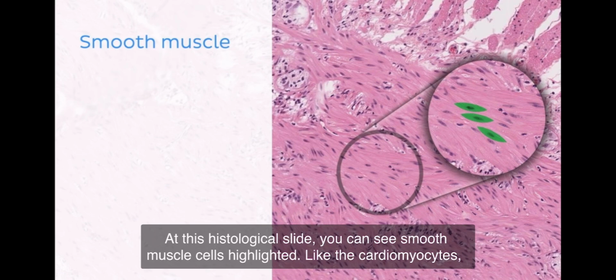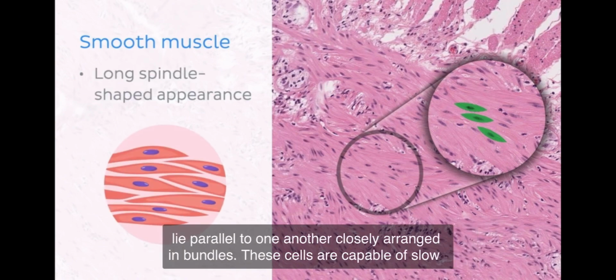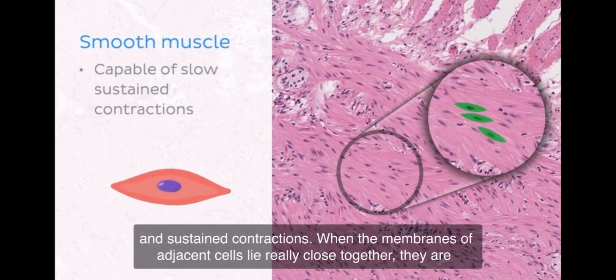Like the cardiomyocytes, smooth muscle cells contain only one nucleus. They have a long, spindle-shaped appearance and lie parallel to one another, closely arranged in bundles. These cells are capable of slow and sustained contractions.